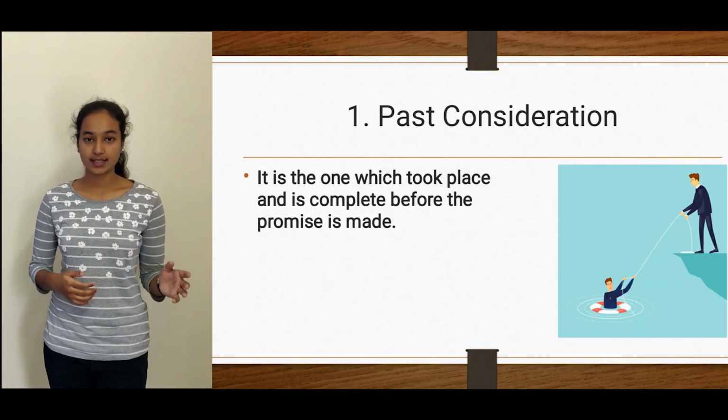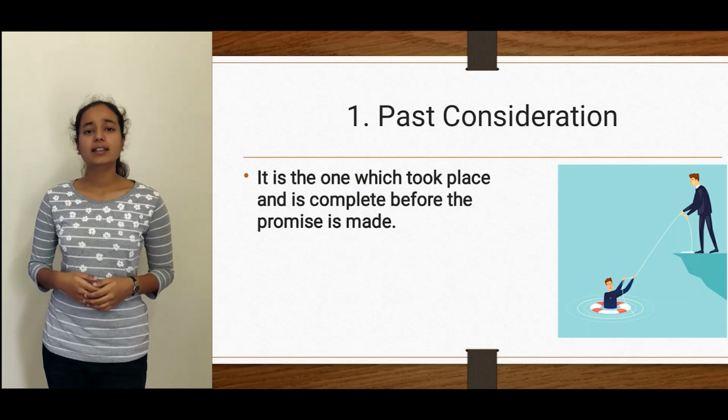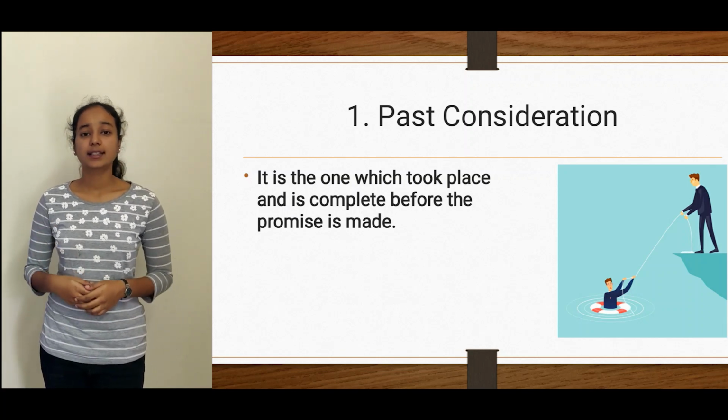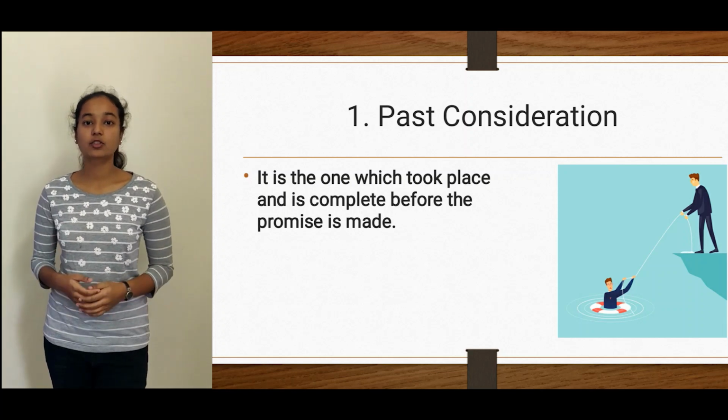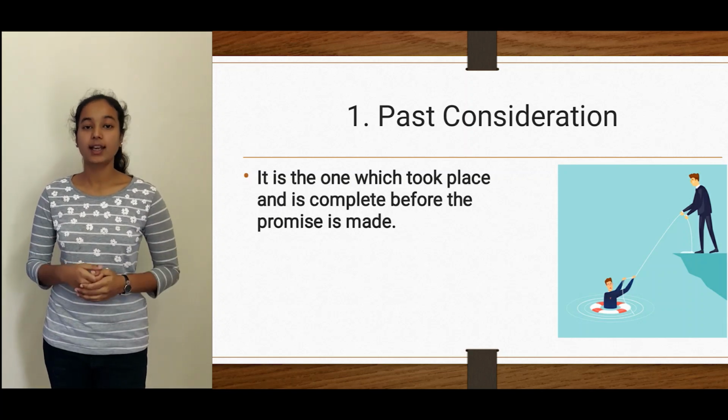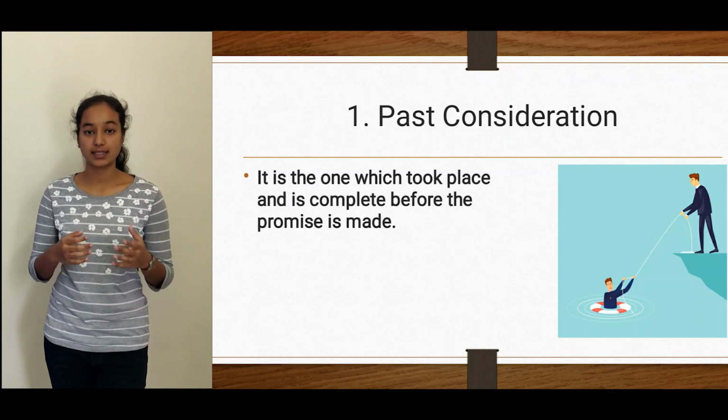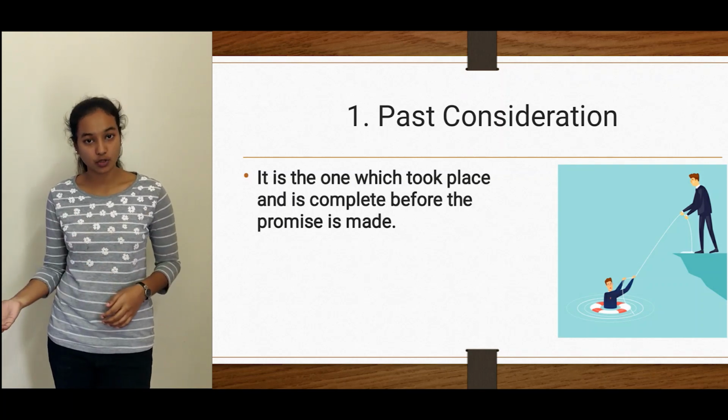In the first example, there is a man A and he saves the life of B. Then B, out of gratitude to A, promises to pay rupees 20,000 to A. Here the consideration is past, as A acted before the promise of B.